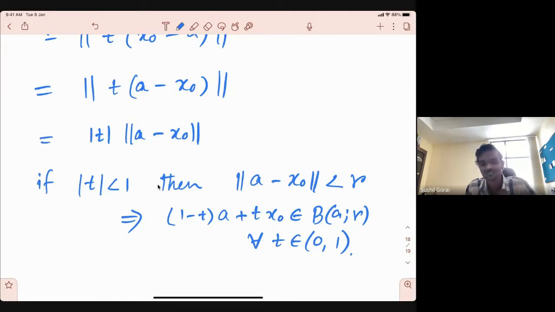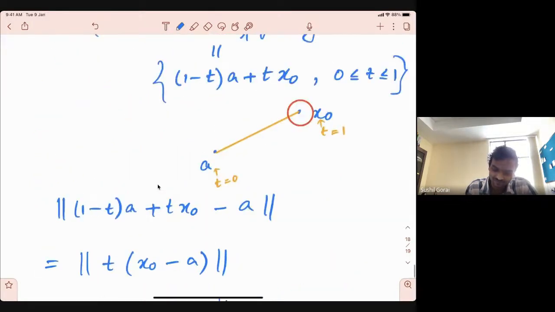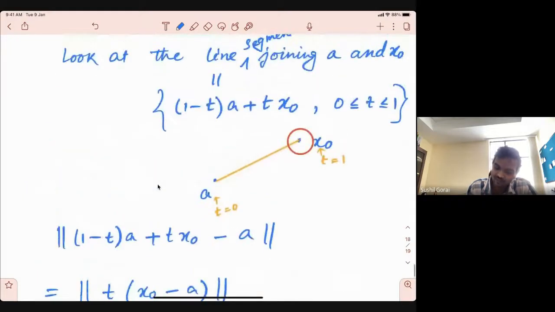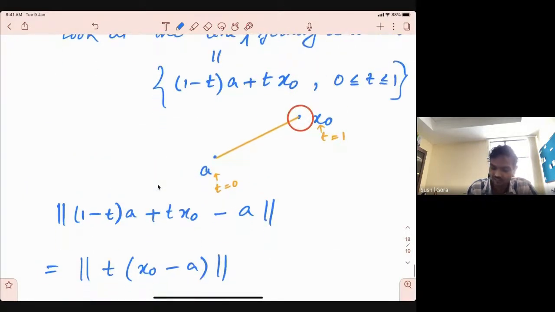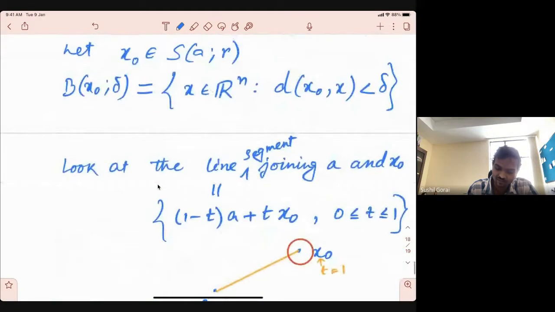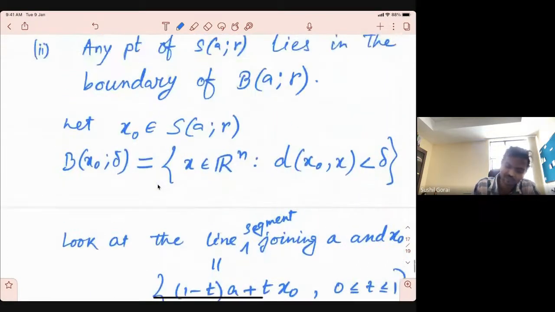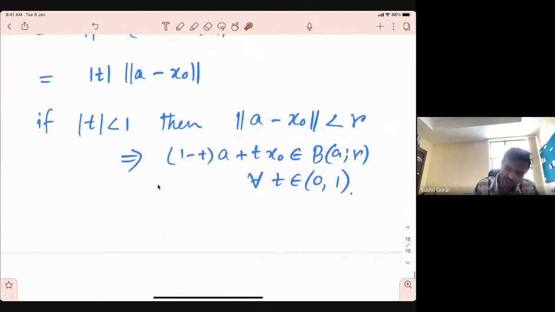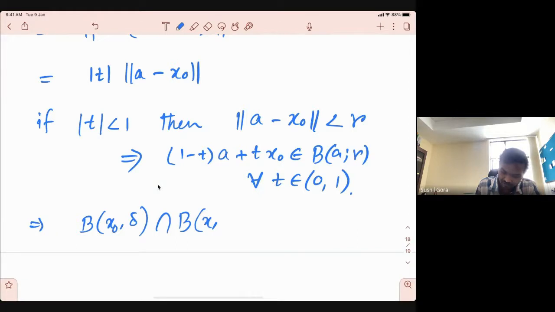All right, is this fine? So when t is not equal to 1, this lies inside of the sphere. So this set intersects this set. This implies B(X naught, delta) intersect B(A, r) bar is not equal to empty.